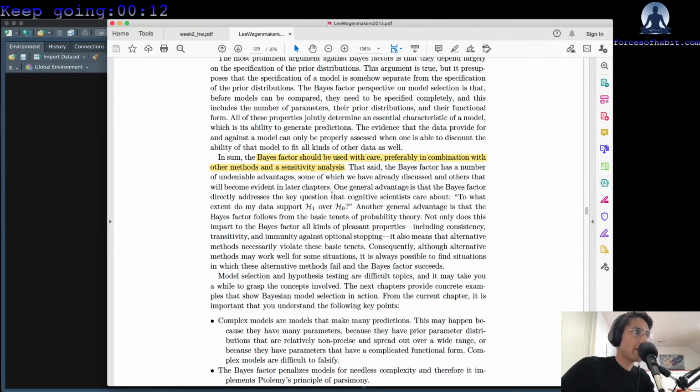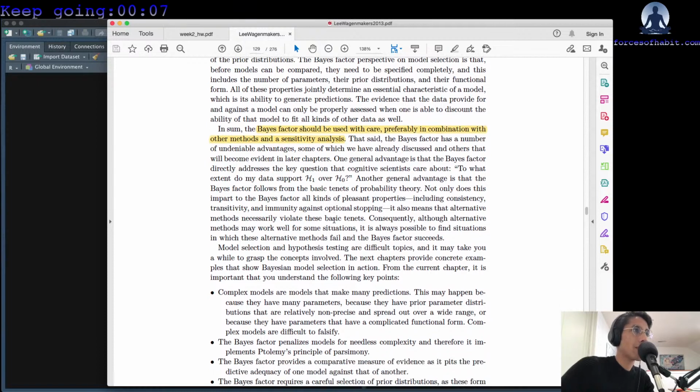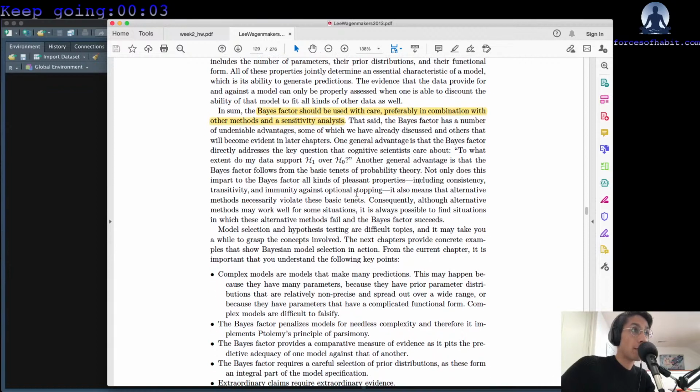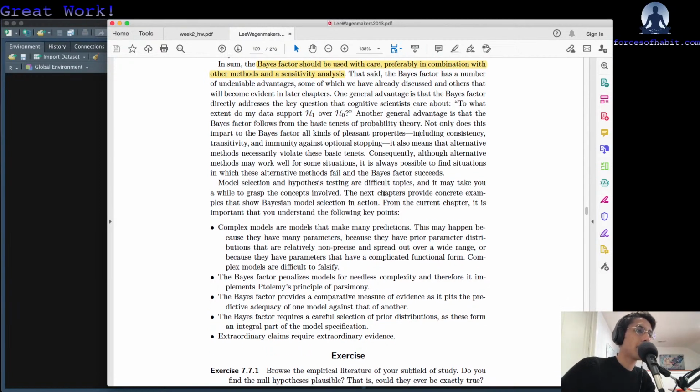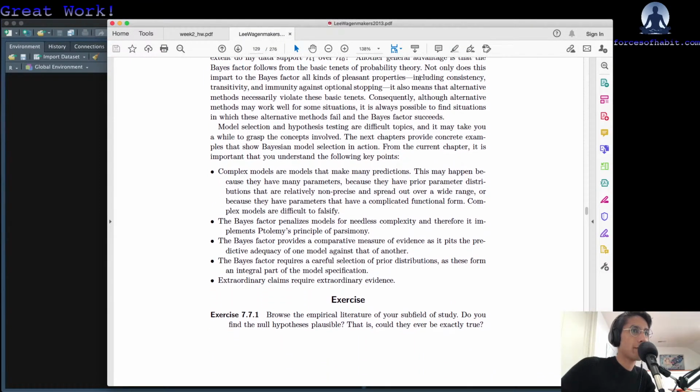One general advantage is that this procedure lets us test one hypothesis over another, it vibes really well with probability theory, and it's not susceptible to stopping rules.